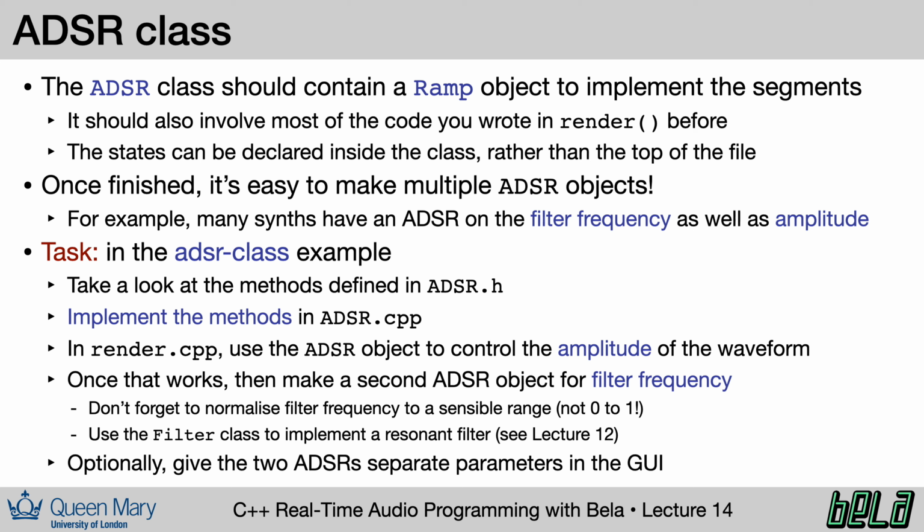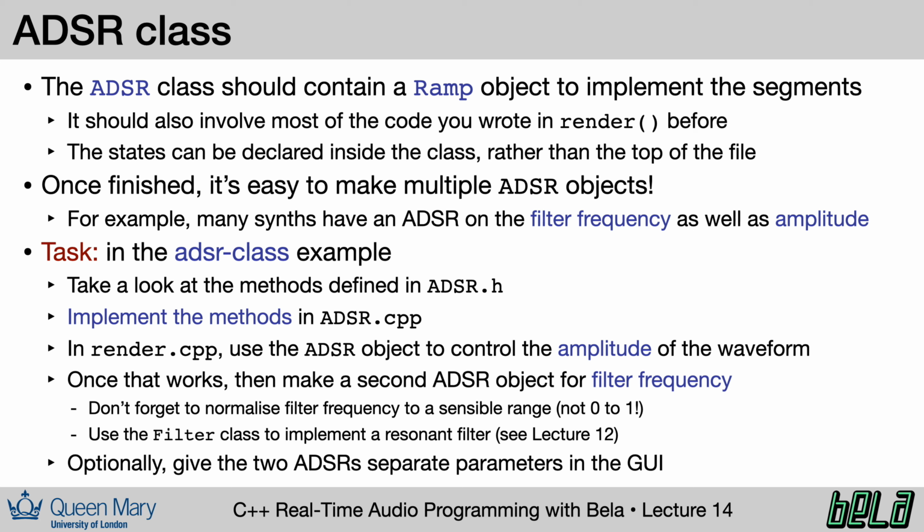In the project called ADSR class, you'll find the class declared inside of the file adsr.h. You can see there the definition of the parameters and the methods. Your task is to implement the methods inside of the file adsr.cpp. There will also be some code to implement inside of render.cpp, which uses the ADSR object to control the amplitude of the waveform.